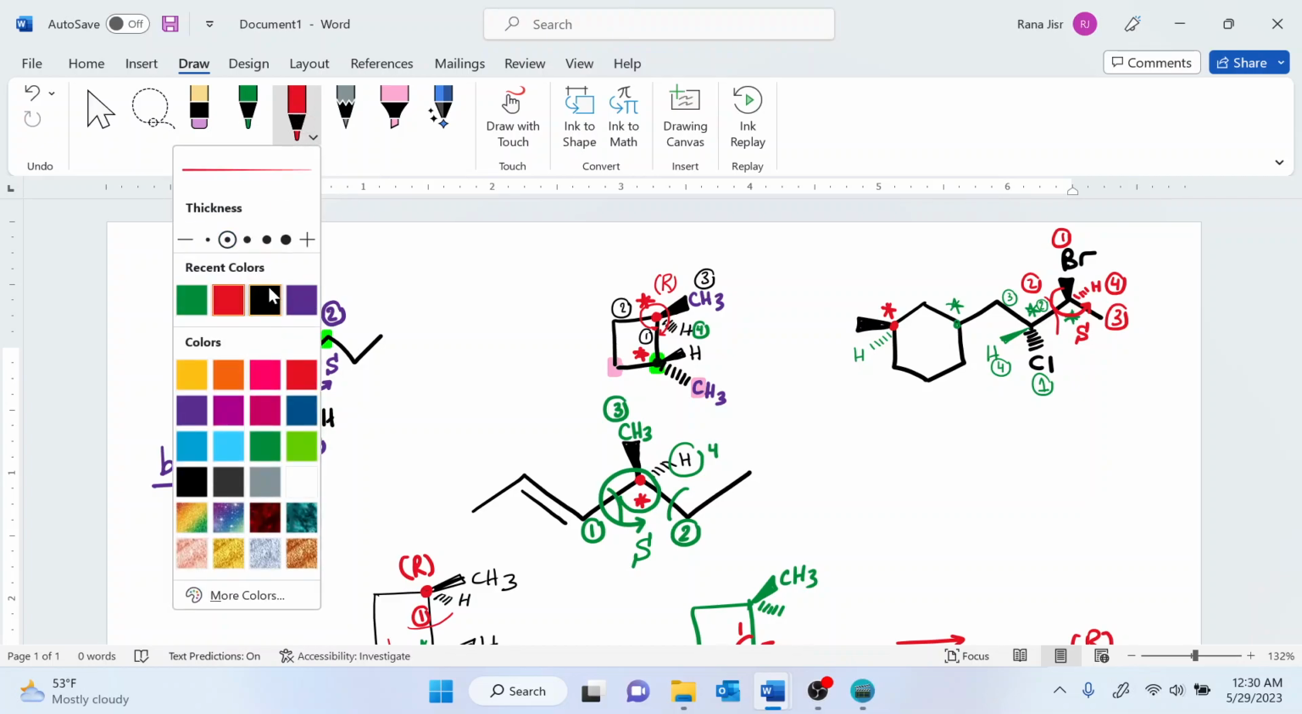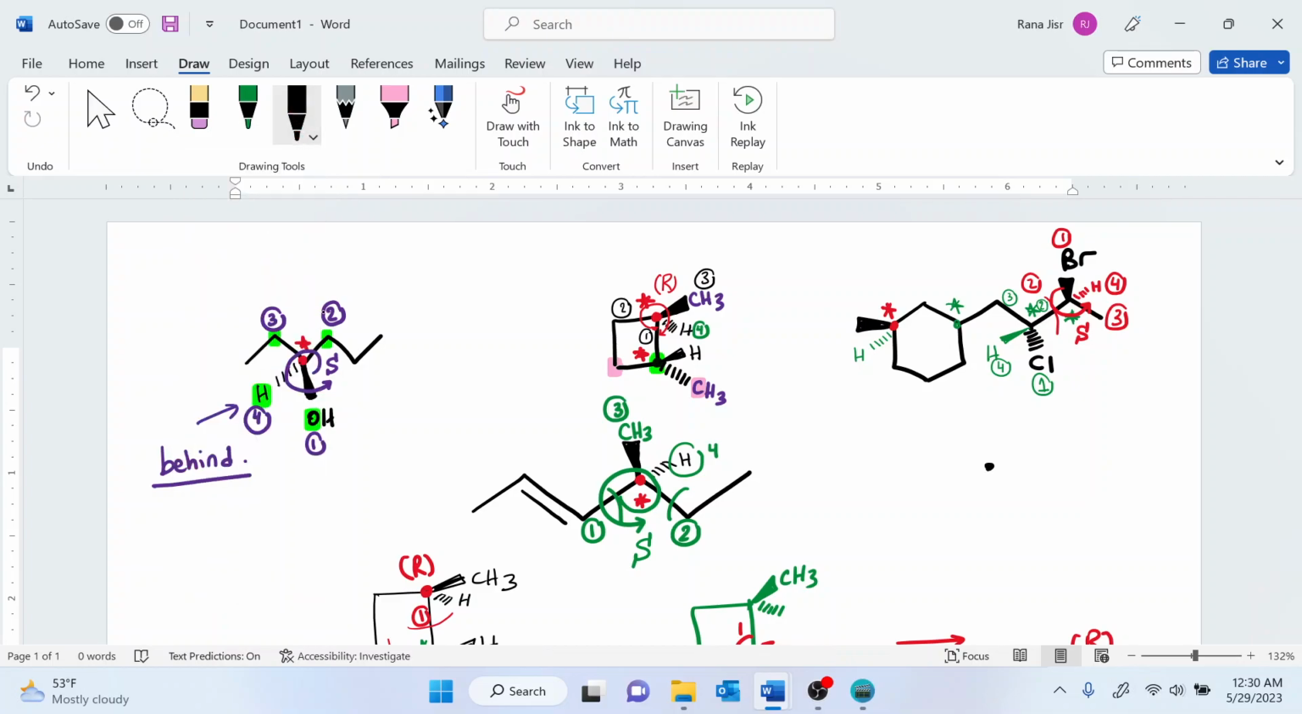So let's write it down. So I have my chiral center. I have priority group number 1, which is behind. Let me put it behind. So this is the chiral center, priority group 1, which is behind. I have priority group 4, which is in front. It makes it easier to draw it like this. And then priority group 2 here in plane, and the priority 3, which is in plane.